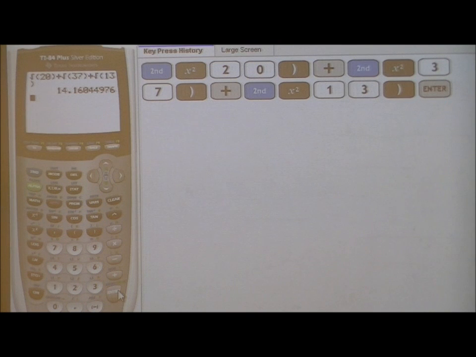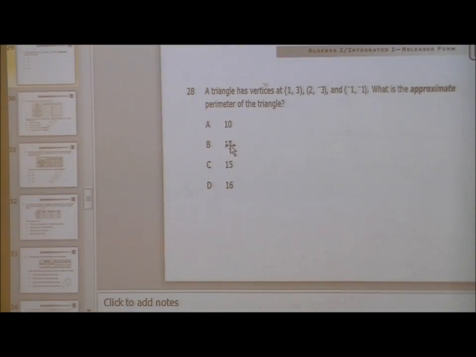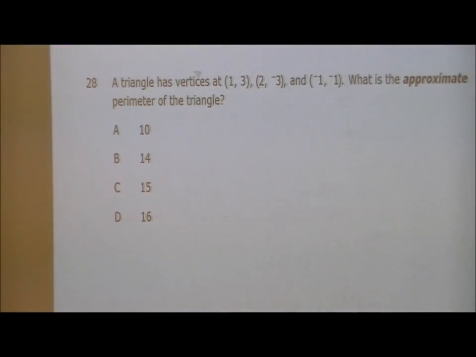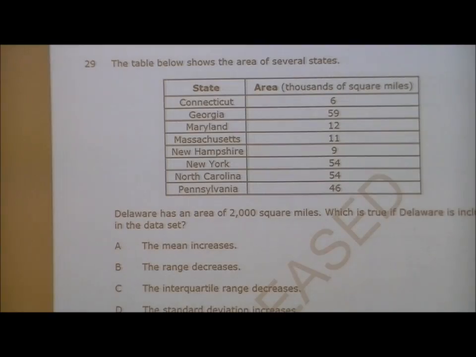And you get approximately 14.16. And then if you look at your multiple choice answers, what answer would that have to be? That would have to be letter B, which is 14. So the answer to number 27 is 14. And you can see that right there, that B is 14. Okay, let's go to number, did I say 28? Okay, the answer to number 28 is 14.